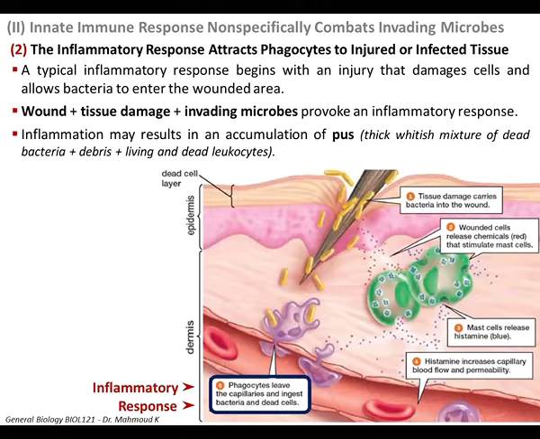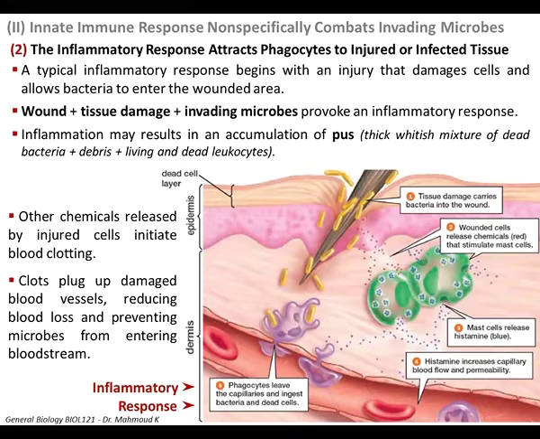And this figure is a very simple figure describing the major steps in the inflammatory response. You need to know as well that other chemicals released by the injured cells can initiate other processes. Another important step after the process of inflammation is blood clotting. And actually the blood clotting is important because it blocks the damaged blood vessels and reduces the blood loss, and so prevents more microbes from entering the bloodstream.